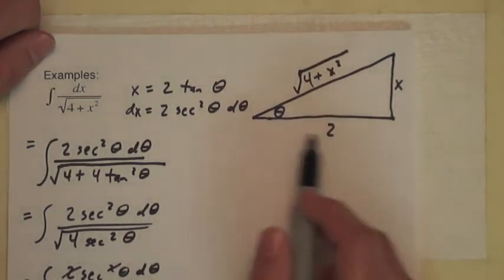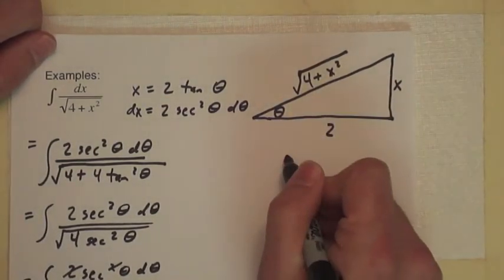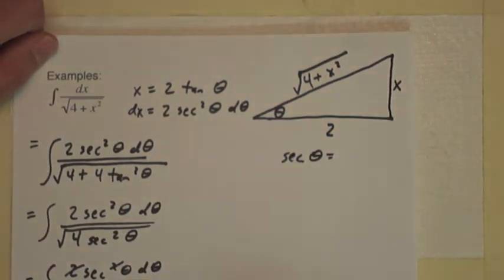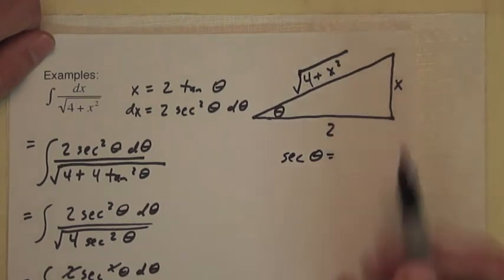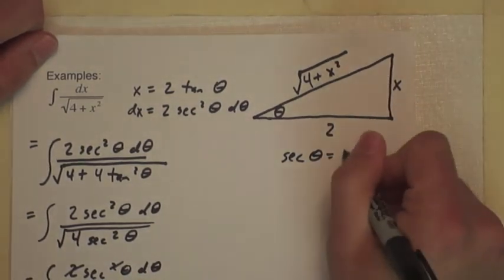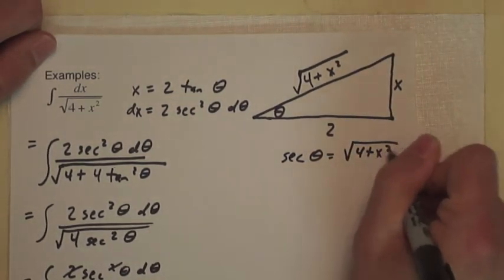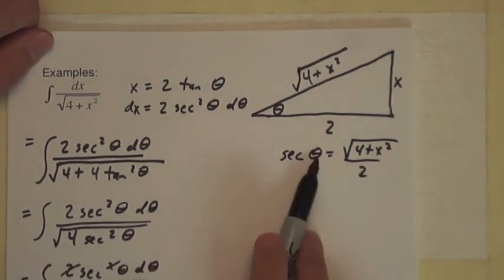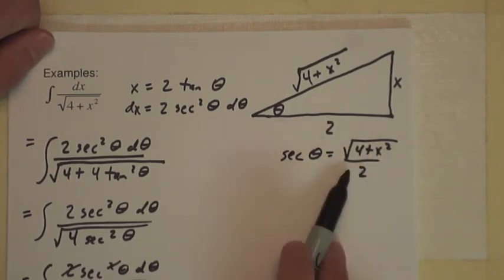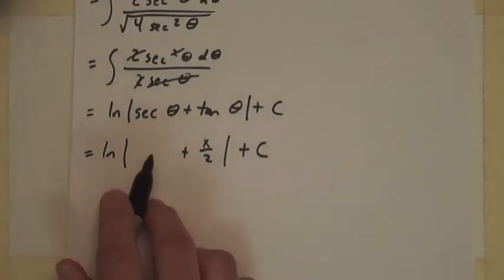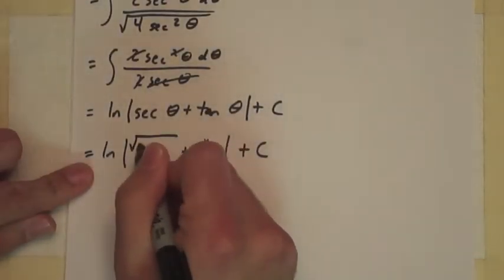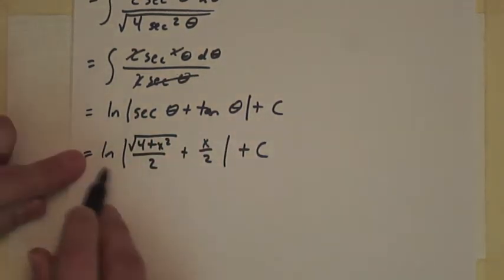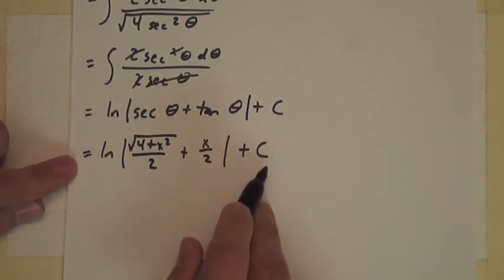So let's look at this picture here. We want secant theta. What is secant of theta? That would be the hypotenuse over the adjacent. It's the reciprocal of cosine. So it's the hypotenuse over the adjacent. And now we've done it. We now have secant theta in terms of x, which we put back in here: square root of 4 plus x squared over 2. And now we're done. And we can circle this and be done.